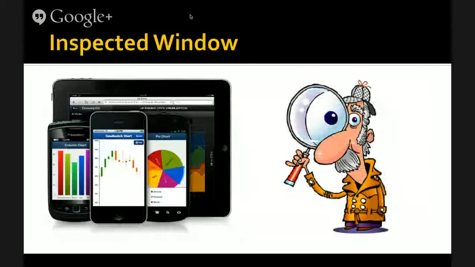Again, the inspected window is the application you're building. And in order to talk to the inspected window, you either use post message or you use one of the Chrome APIs for eval. They have a very specific API for that.